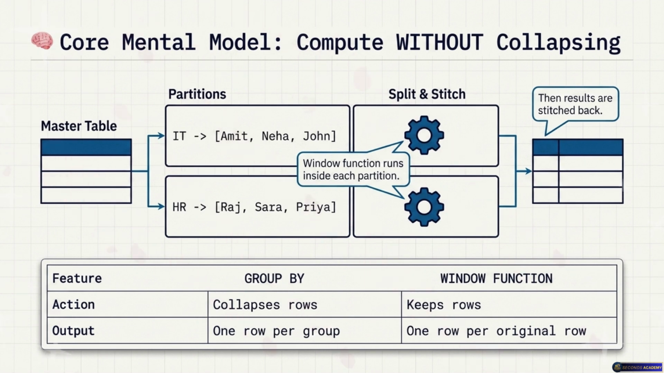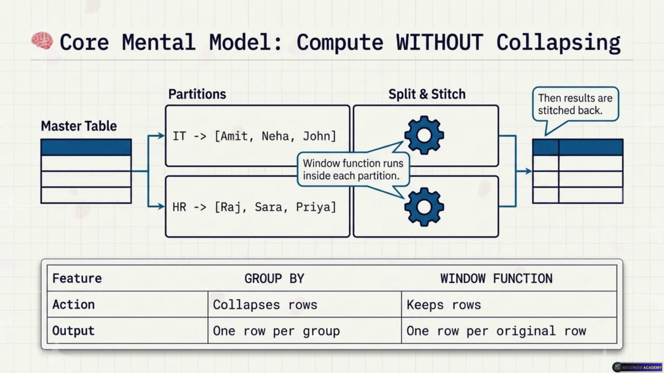Completely gone. So the alternative to this aggregation blender is the core mental model for window functions. Okay, so what is the mental model the listener needs to adopt? The mantra you have to internalize for any advanced coding round is this: compute without collapsing. Compute without collapsing. I like that. So we need to run aggregate math, like identifying max values or ranks, but without destroying the underlying row architecture.